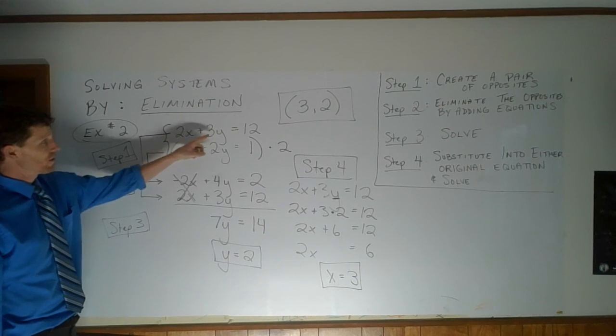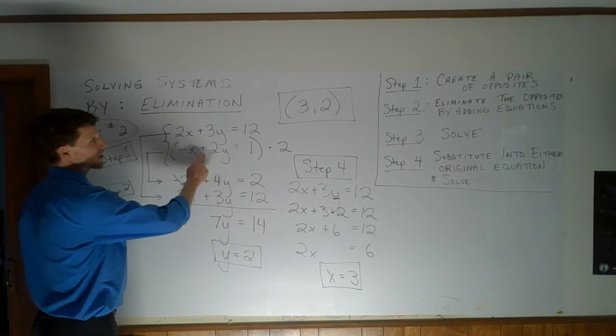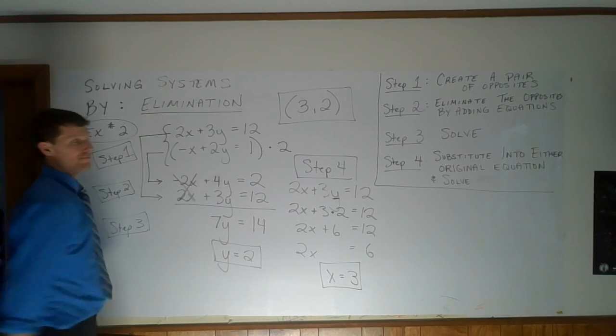And we can always plug it in to check. 2 times 3 is 6. 3 times 2 is 6. 6 plus 6 is 12. Negative 3 plus 4 is 1. It works.